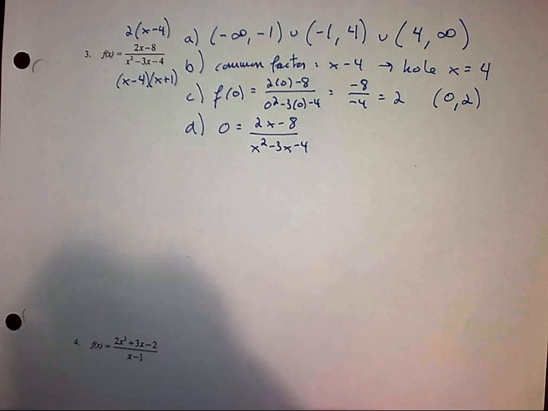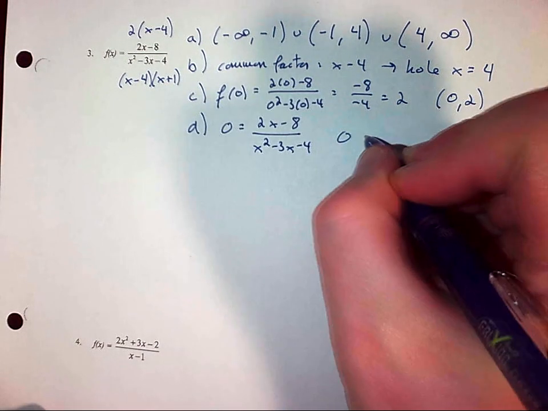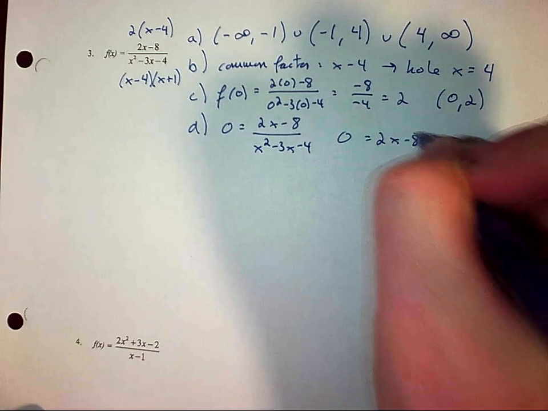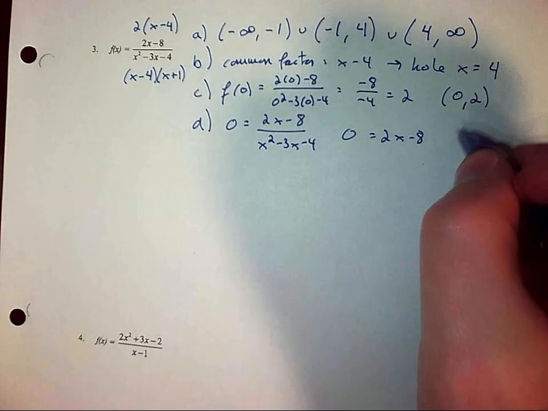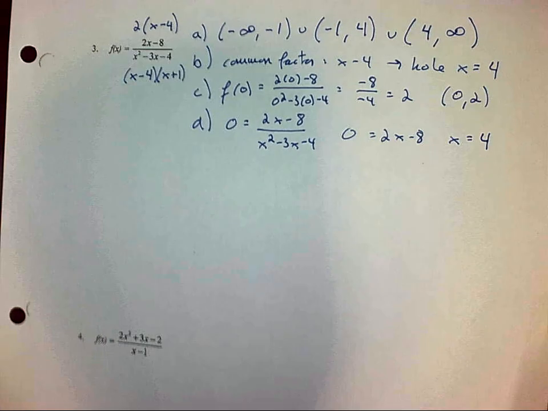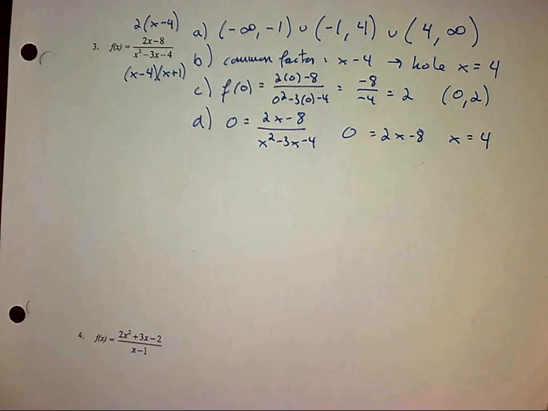Just like we always do, we're going to multiply both sides by the denominator, which leaves us with this. Solving for x, if we add 8 to both sides and divide by 2, we're going to have x is equal to 4. So therefore, our x-intercept would be at x is equal to 4.